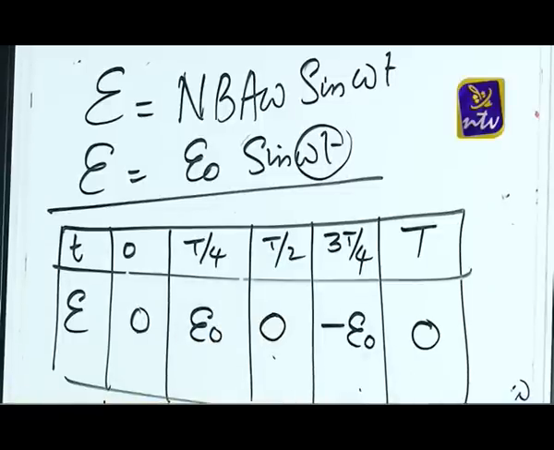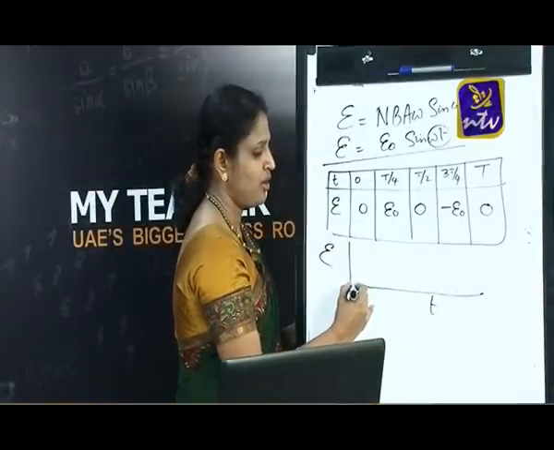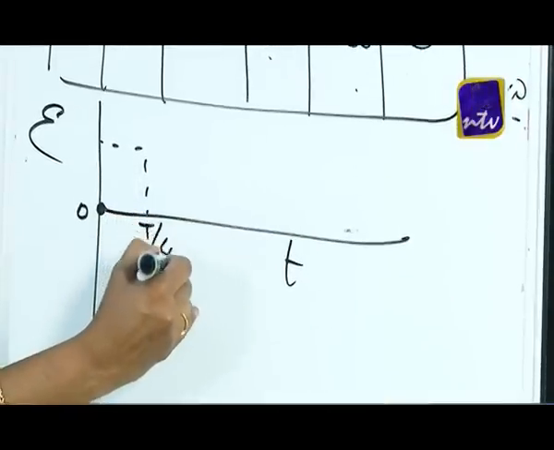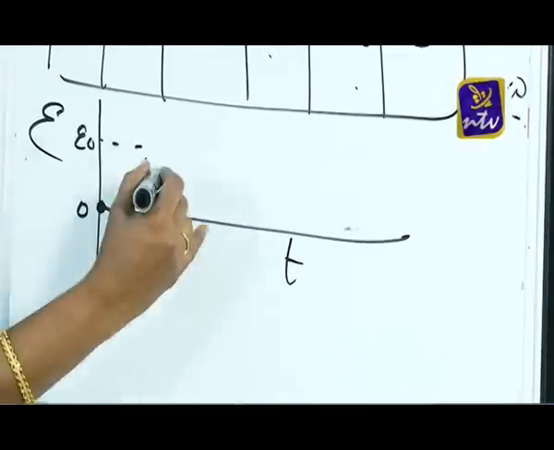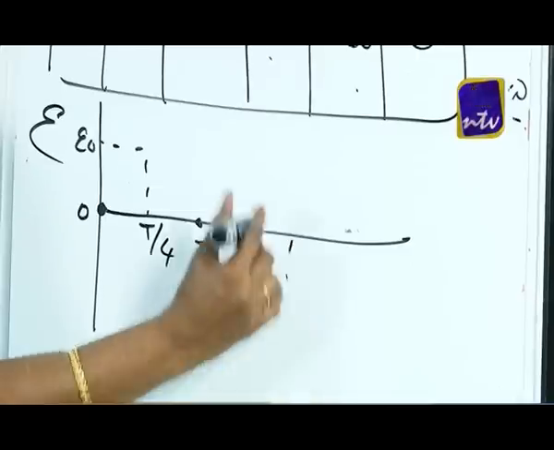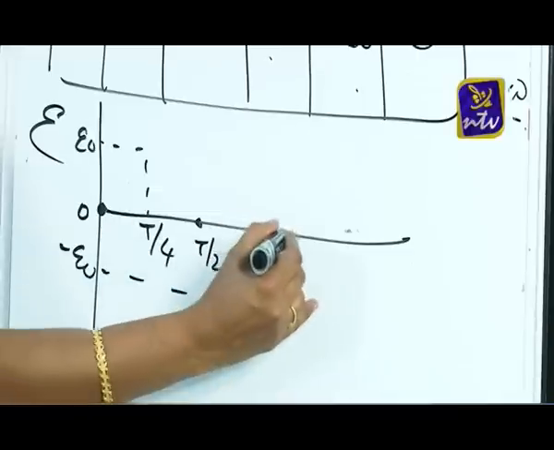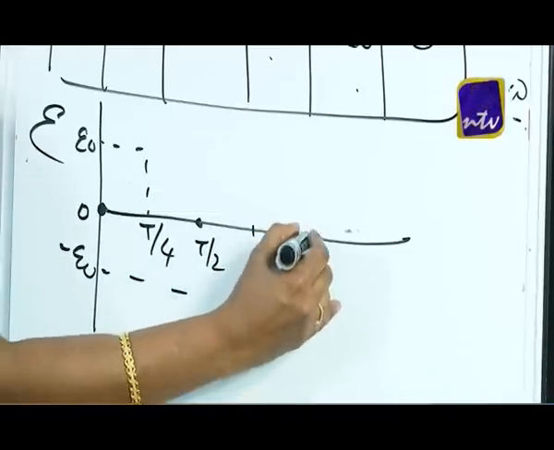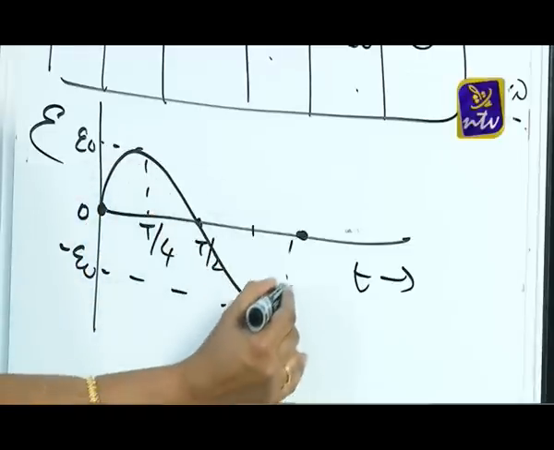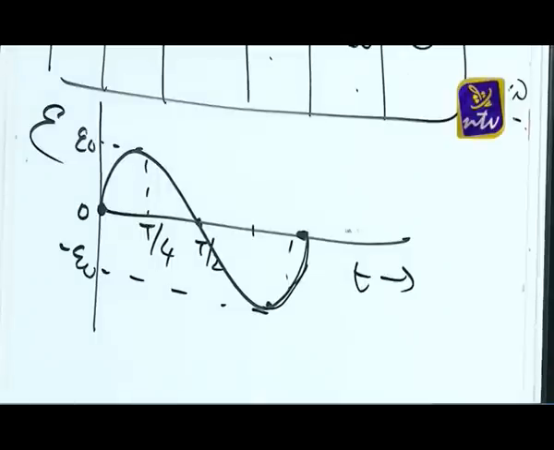So, if you draw a graph between EMF and time, you can see that at 0 it is 0, and when you have the time T by 4, the value is maximum, and again at the time T by 2 it becomes 0, and at 3T by 4 it comes to the maximum value in the opposite direction, and when the time is T it comes back again to 0. You will get a graph which is a sinusoidal one, like a curve.